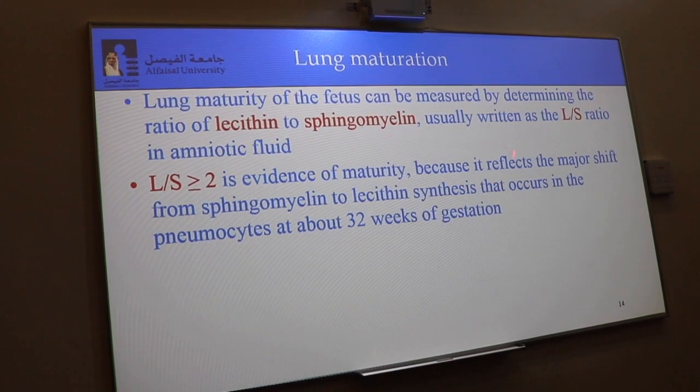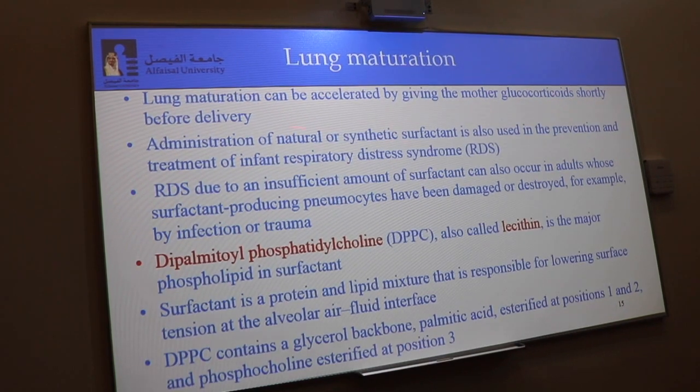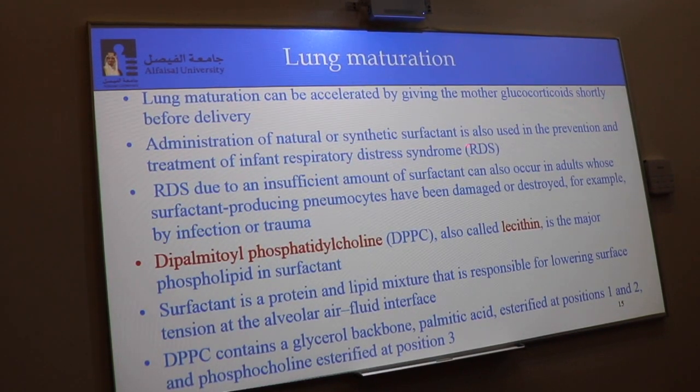Question on the issue that the lungs are mature. You have to know what RDS, respiratory distress syndrome, is, and how we sort this out, either by giving synthetic surfactant or by giving glucocorticoid. And we talked about lecithin as a major phospholipid in the surfactant, the importance of the lung surfactant, and its structure.